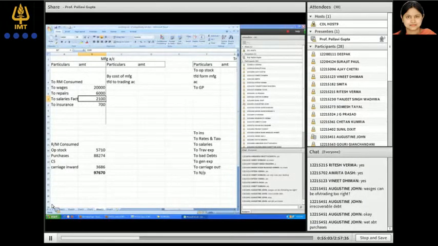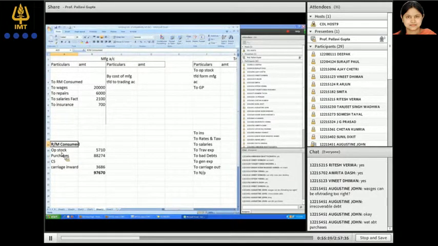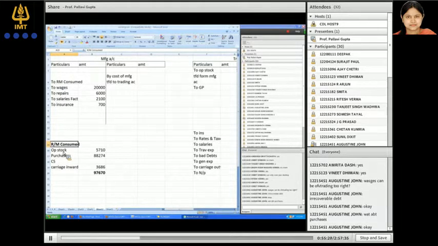Purchases I have taken here in raw material consumed. This is one working note which we are making. Rather than putting so many line items in the manufacturing account, I am making a separate working note for it. Is it clear? Shall I move on?